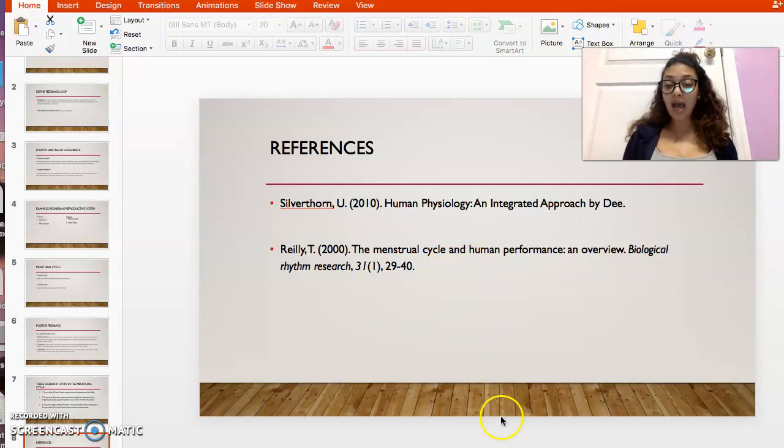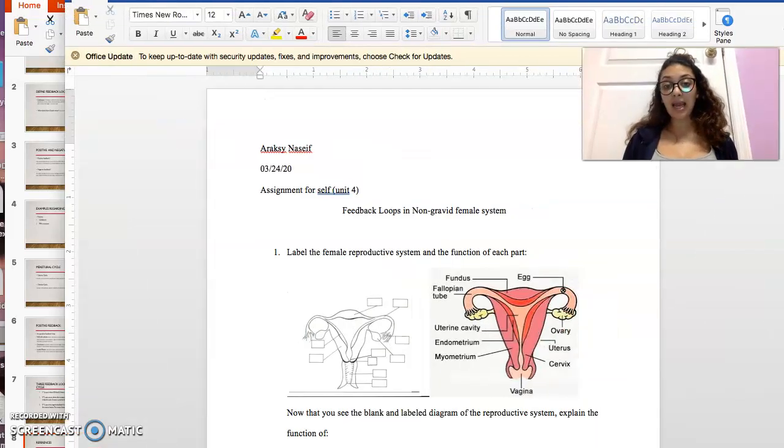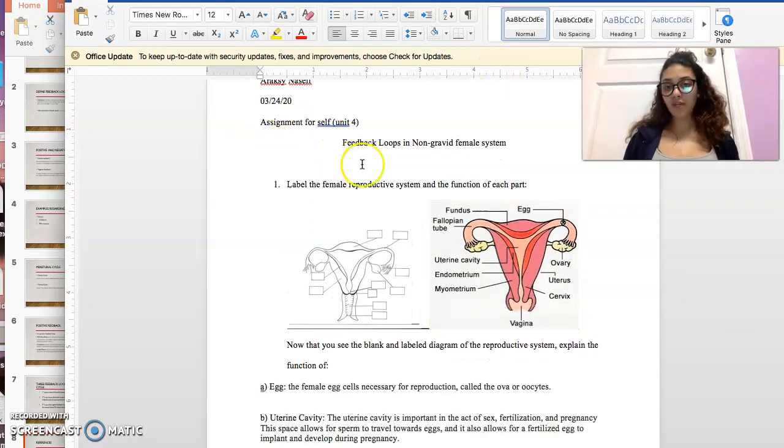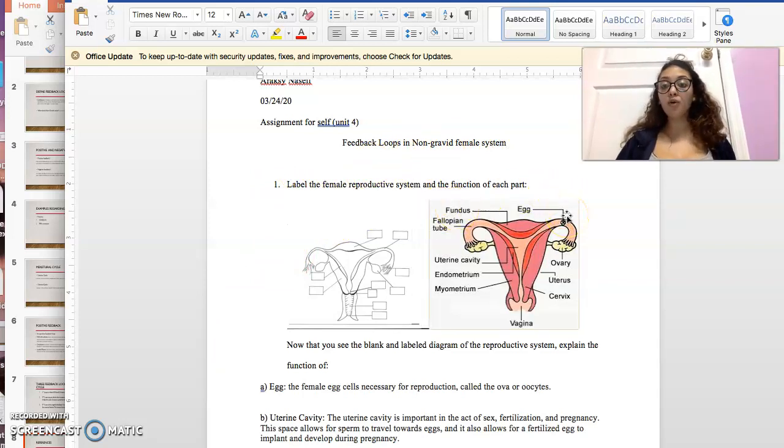Since I have about a minute left, I wanted to also share the portion of the self-assignment that I have created. I just created a worksheet on feedback loops in the non-gravid female system. The first question was to label the female reproductive system and the function of each part. So it gives you the most basic information, and then you move on and complete this assignment.